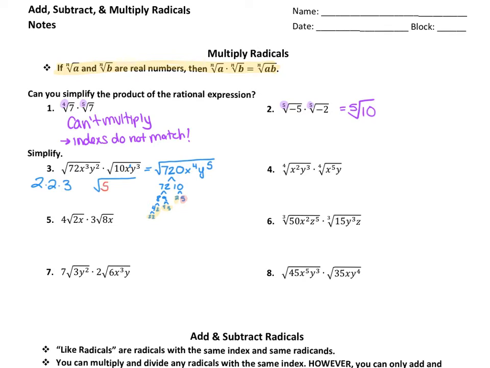Now I'm going to look at my variables. I have an x to the 4th. The square root of x to the 4th is x squared, because if I have 4 x's, I would have 2 pairs. Then I have y to the 5th, which gives me 2 pairs with 1 y left over. Now I need to multiply those front numbers together. 2 times 2 times 3 gives me 12. So we have 12x squared y squared square root of 5y, and that would be my final answer.